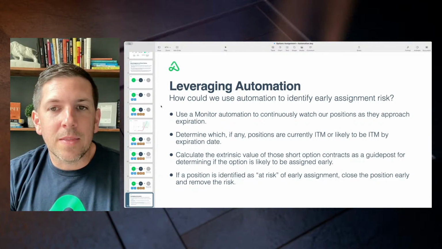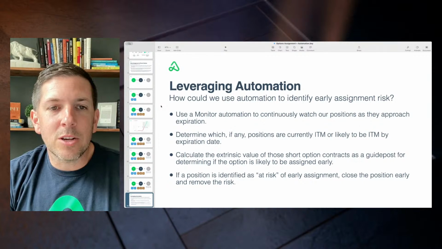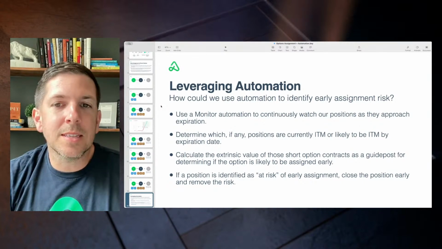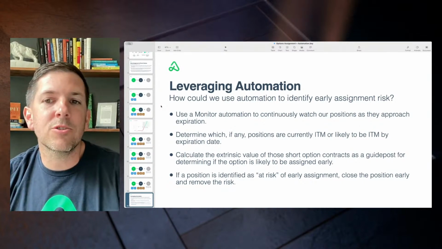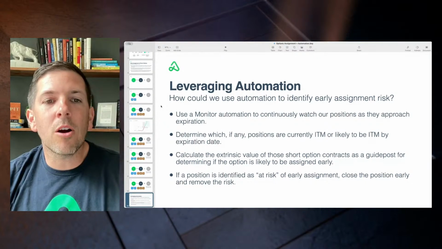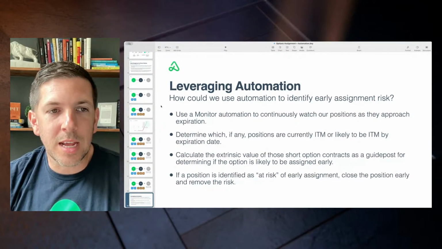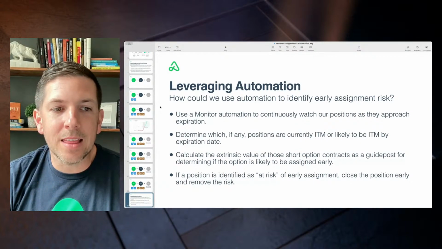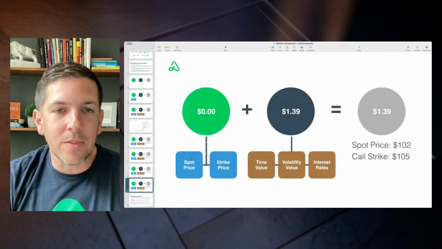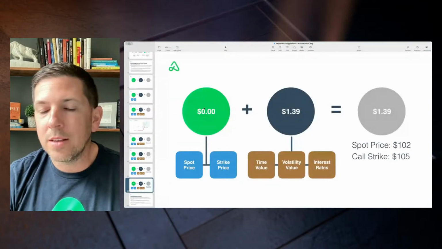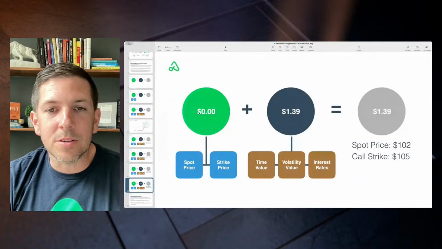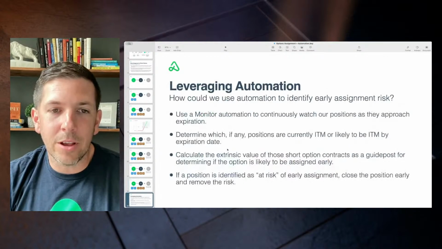If we determine that our positions are getting close to expiration, then we can watch the positions to see if any positions are currently trading in the money or are likely to be in the money by expiration date. Remember, if it's out of the money and there's no intrinsic value, then there's no likelihood of assignment, or it's very, very low.